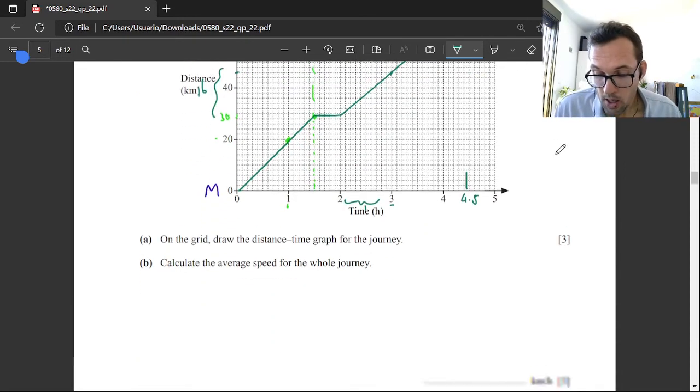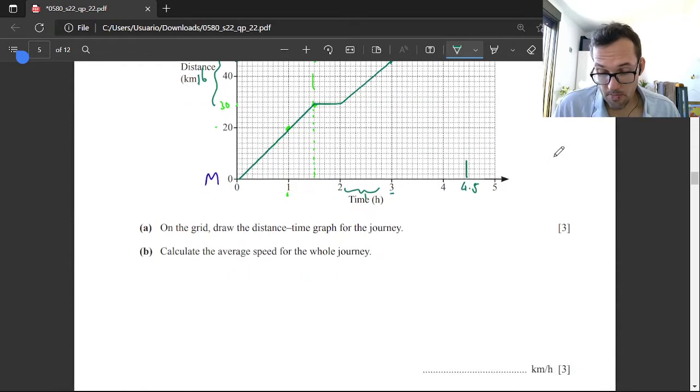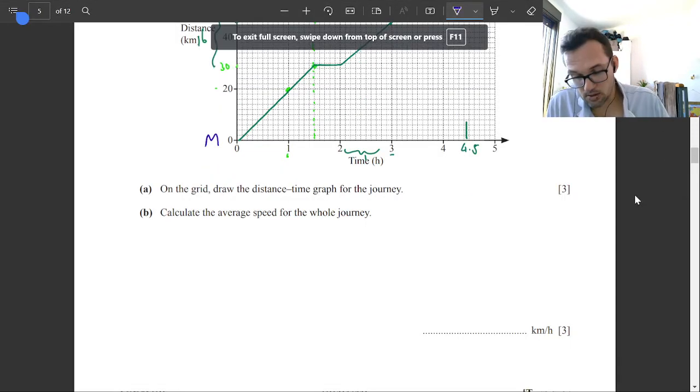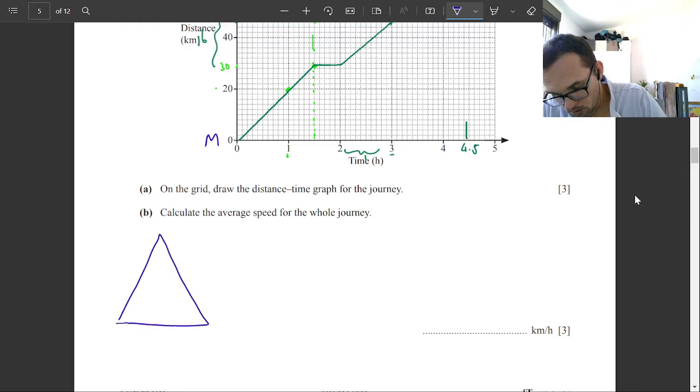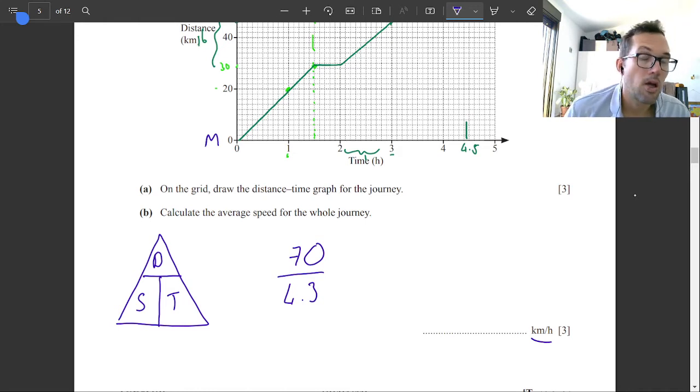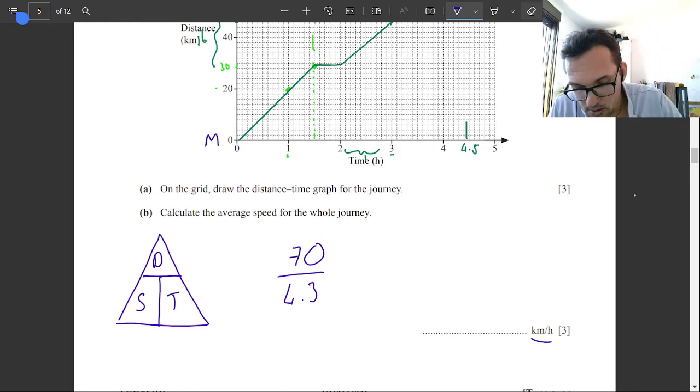So for question 12b, calculate the average speed. This is now where we can use our triangle: speed, distance, time, remember? And the formula is in the units, kilometers per hour. Kilometers is distance, hours is time, and that is speed. So what's the distance she travels? She travels 70 kilometers. What's the time? 4.5 hours, so that's 4.3, right? 4 hours, 30 minutes. No, don't make that mistake. It's not 4.3. 4.5 is 4.5.